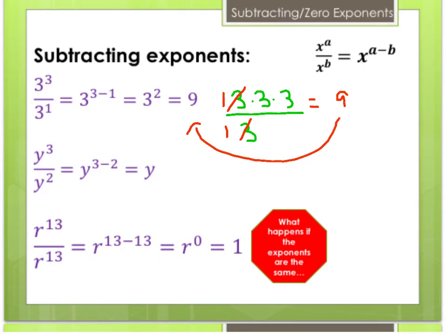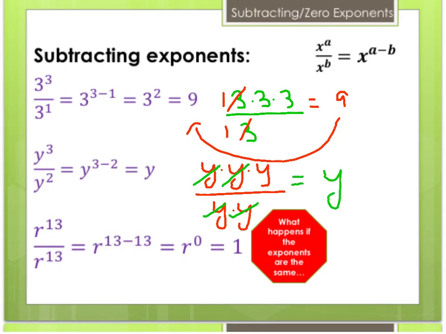Now, y to the 3rd, that's like saying I have 3 y's, right? All over y squared, so that's like having 2 y's. Now notice again that these y's will cancel out, and I'll be left with 1 y. Well, the same thing happens if I just subtract. 3 minus 2 gives me y to the 1st, which is exactly what I want.